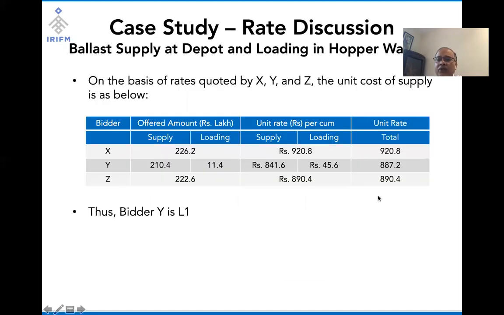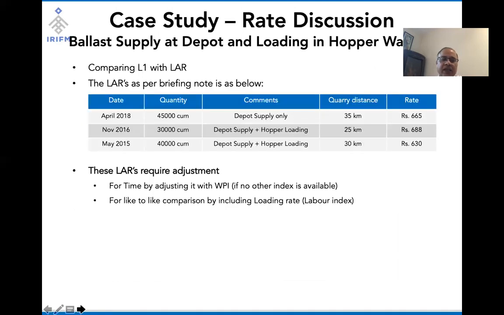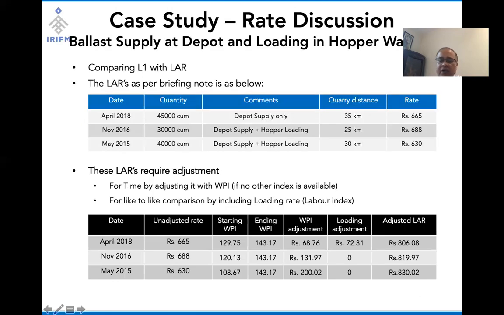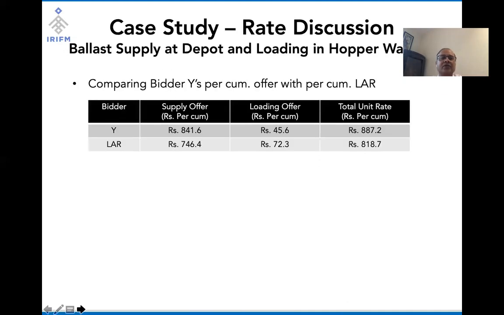compared. If you go back, these are the offers received, 890, 887, and 920, whereas the adjusted LAR comes to these values. Right. So the average adjusted LAR in March 2020 is the average of these three, which is 818.70 per cubic meter. So the average of 806 plus 819 plus 830 is 818.70.